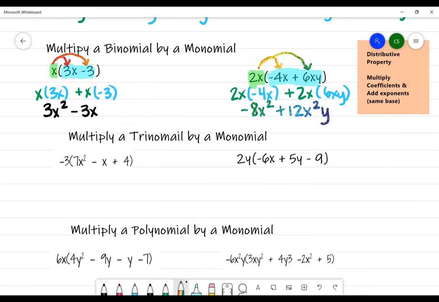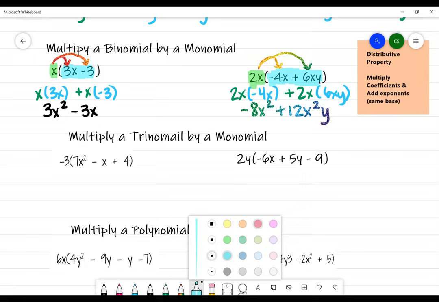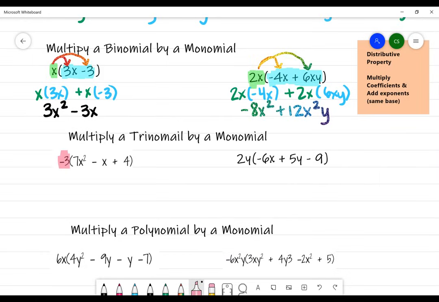Now, multiplying a trinomial by a monomial. That means I'm going to take one term and multiply it to 3. So I'm taking the outside term and I'm multiplying it to the trinomial. So I take negative 3 and I multiply it to positive 7x squared. I take it and I multiply it to negative x. I take it and I multiply it to a positive 4. So negative 3 times 7x squared, negative 3 times negative x, and negative 3 times a positive 4.